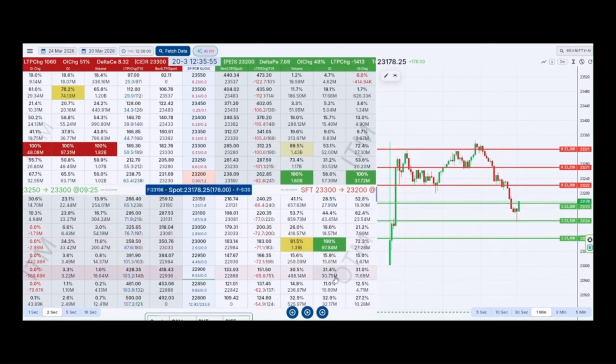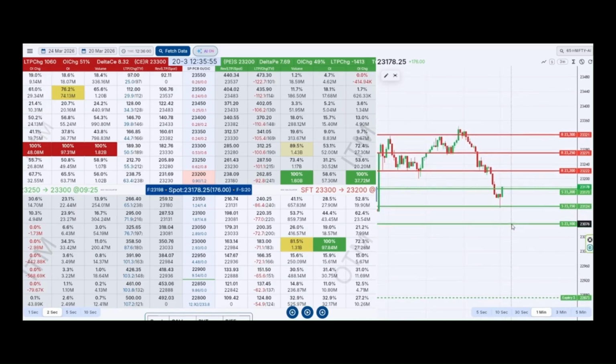Keep your stop loss below the liquidity sweep candle. Set your target based on the nearest strong support and the OI data. This is another complete example of a top reversal setup.